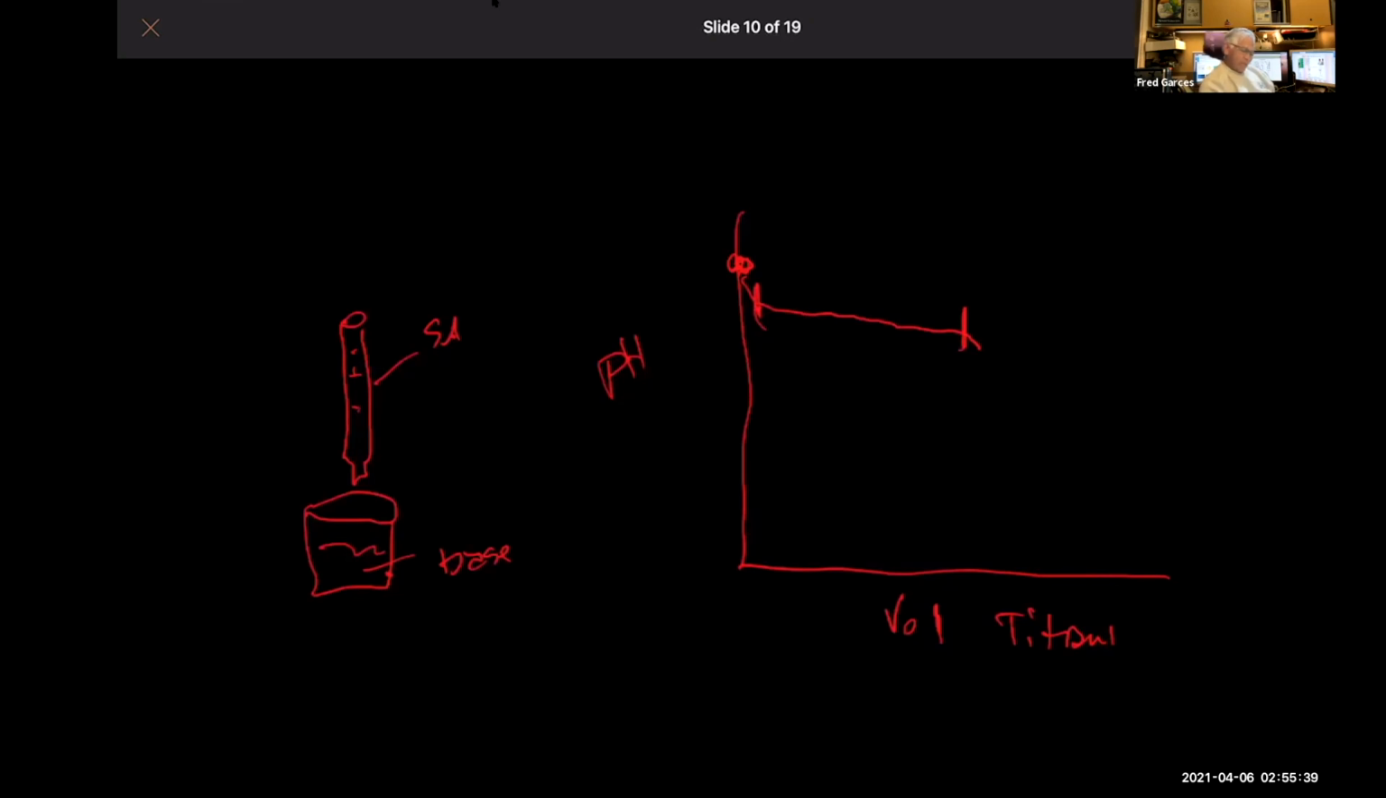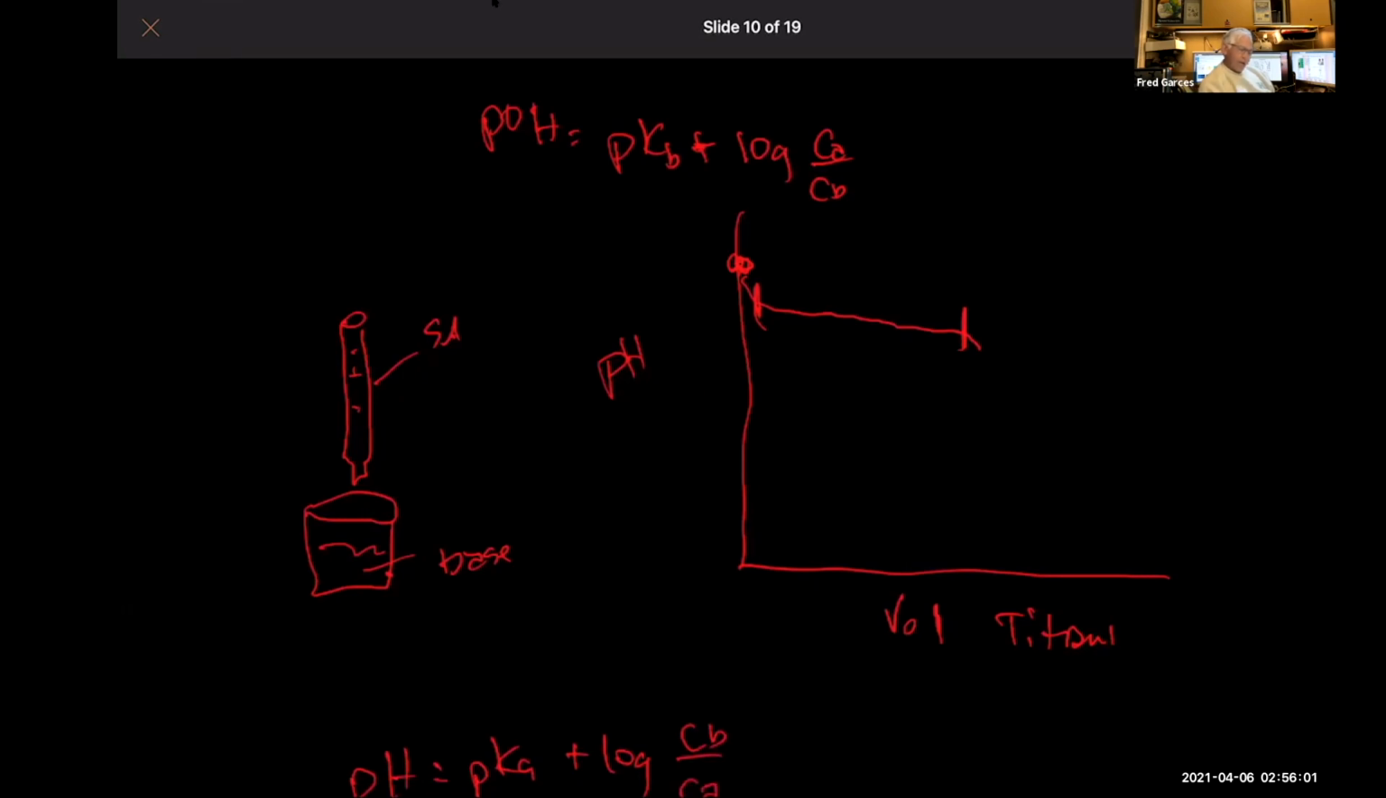The buffer for a base is the following: pOH equals pKb plus the log of the acid over the base. When we have pH equals pKa plus the log of the base over the acid, well, when we're calculating pOH, it's the acid over the base. We reverse that too. So that's this region right here.